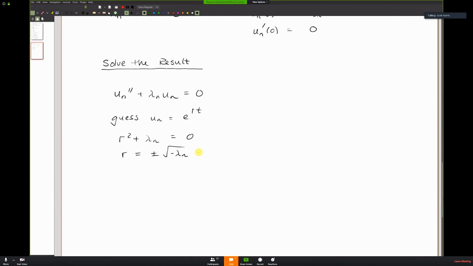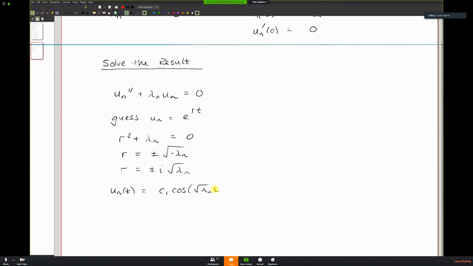Now we've already found the lambda sub n. The lambda sub n are all positive. And so this is a purely imaginary pair. All right. And we know that a purely imaginary pair gives us u sub n of t equals c1 cosine root lambda sub n t plus c2 sine root lambda sub n t.